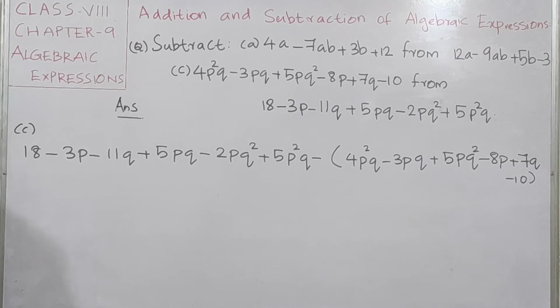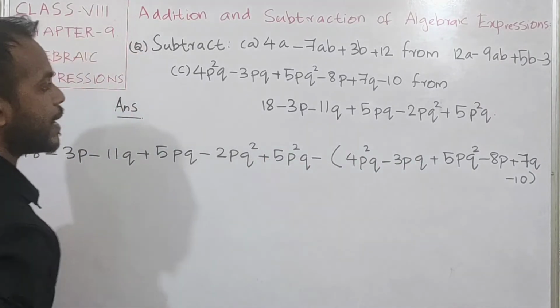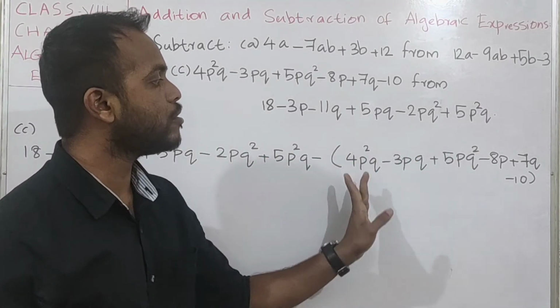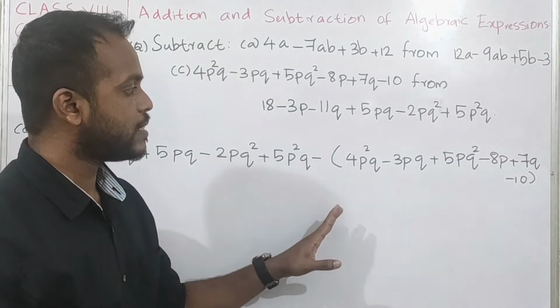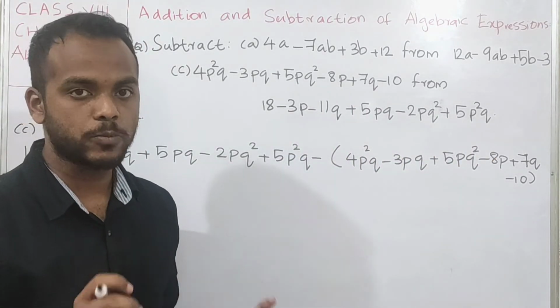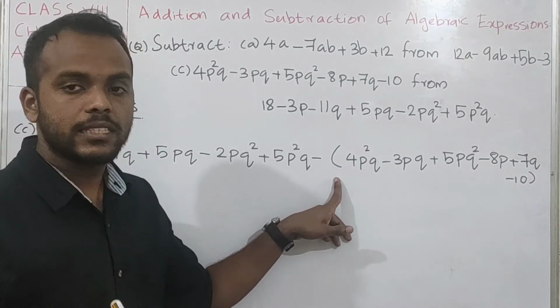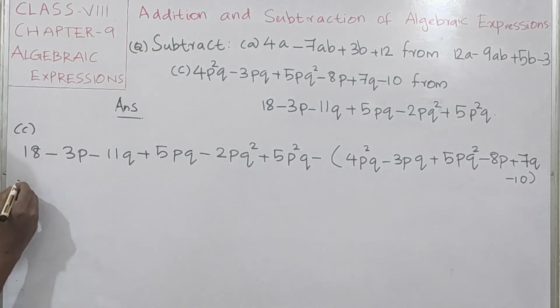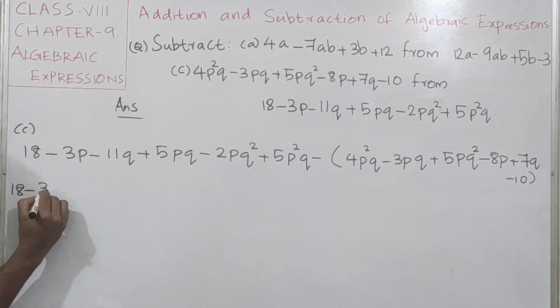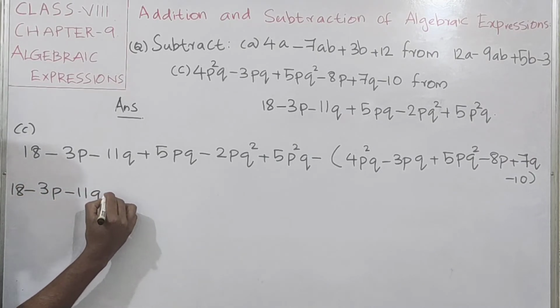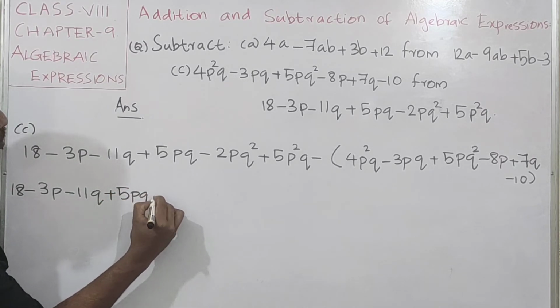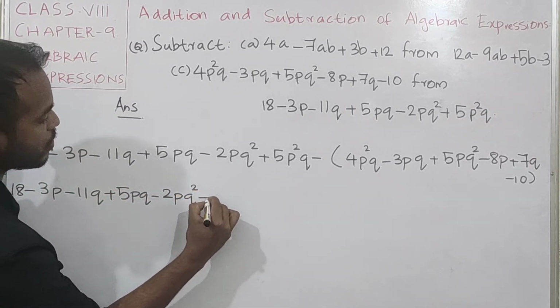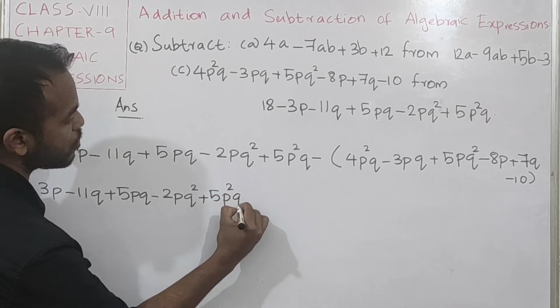Now the process that we did earlier, just the same process. What will you do? First you will use this negative symbol throughout the bracket, and all the time make sure you have not written any term by mistake, or all the symbols and terms should be written specifically correctly. If any symbol is turned, then the whole answer will be wrong. Let's try to write down. So the first expression does not have any change. So I am writing it: 18 minus 3p minus 11q plus 5pq minus 2pq square plus 5p square q minus.